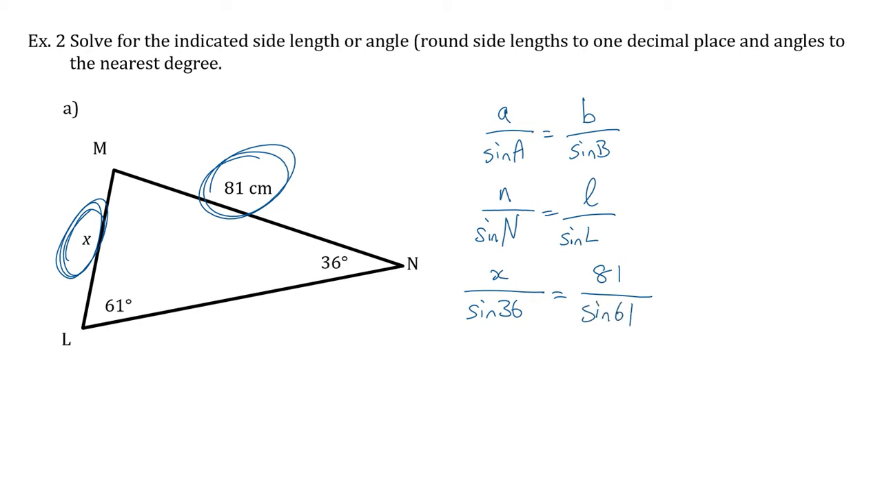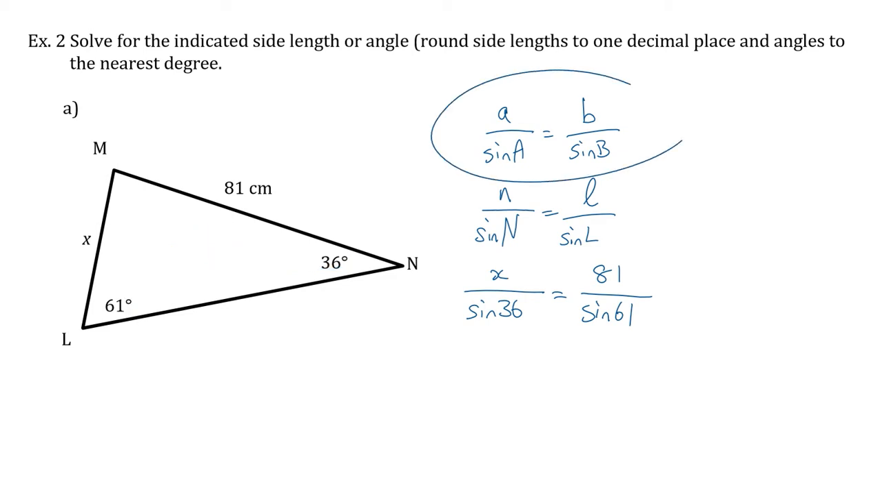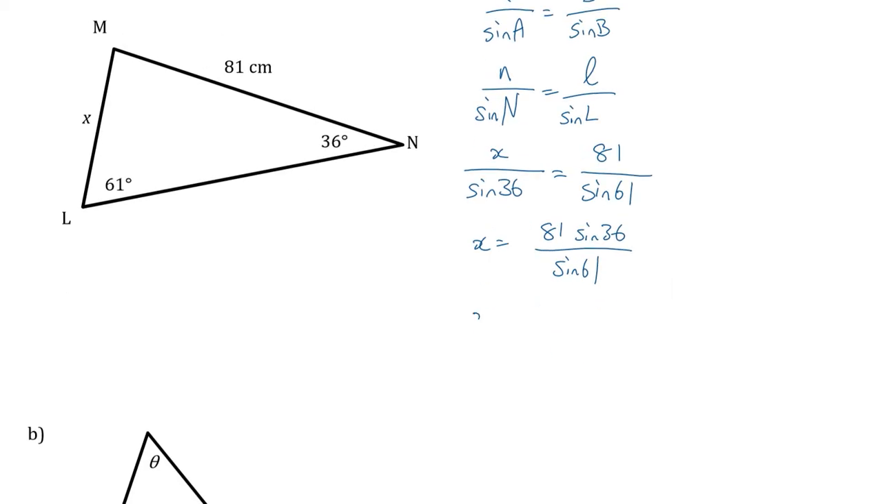So that's the setup. Again, side length and angle, side length and angle. That's what sine law is all about, okay? I picked this version with the side lengths on top because I'm looking for a side length, and that left me with x on top, which is what I want. Now this is like those questions we were just doing, where I do one step to rearrange, and then I can punch it into my calculator.